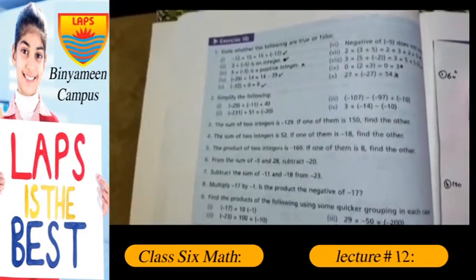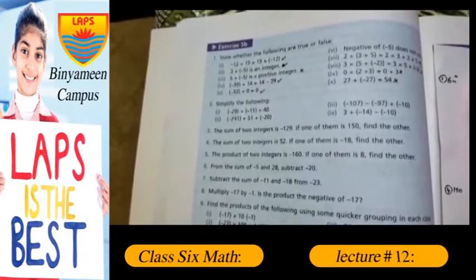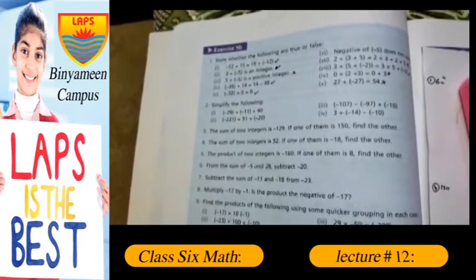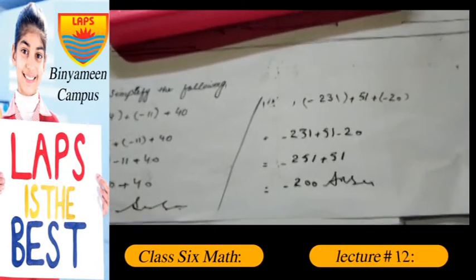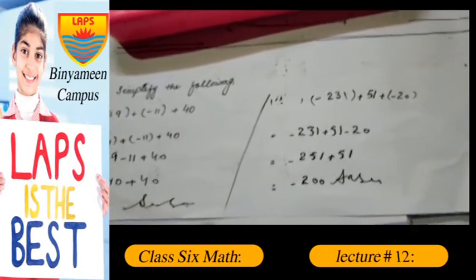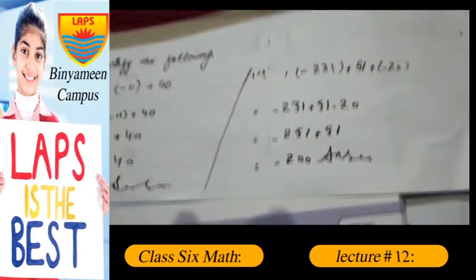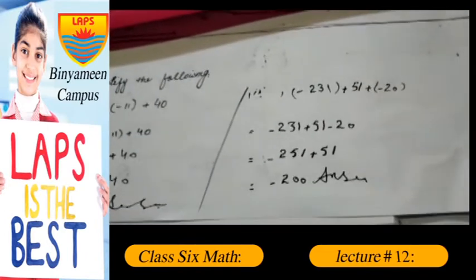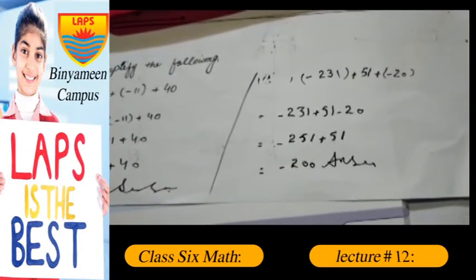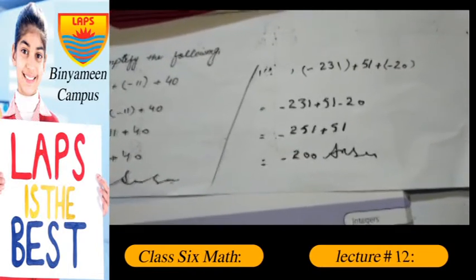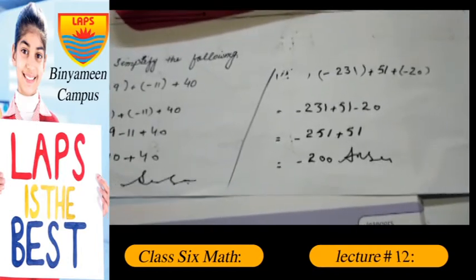Part 2, minus 231 plus 51 plus minus 20. Open the brackets, minus 231 plus 51 minus 20, then we add the minus values first. Minus 231 minus 20, we got the answer minus 251. After that add the plus 51, we got the answer minus 200.